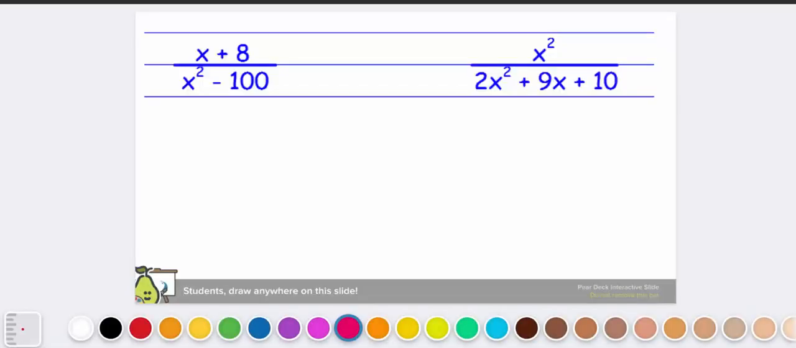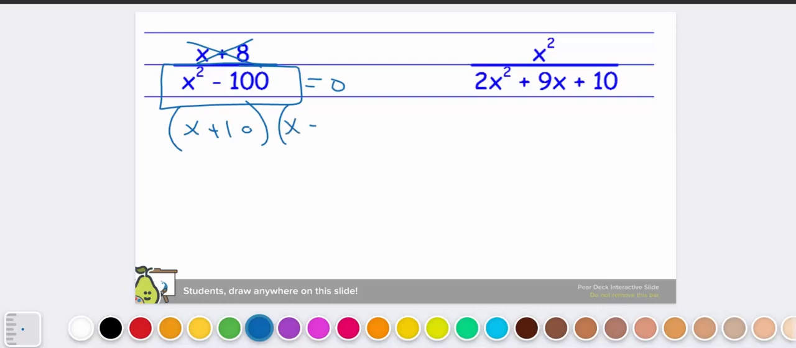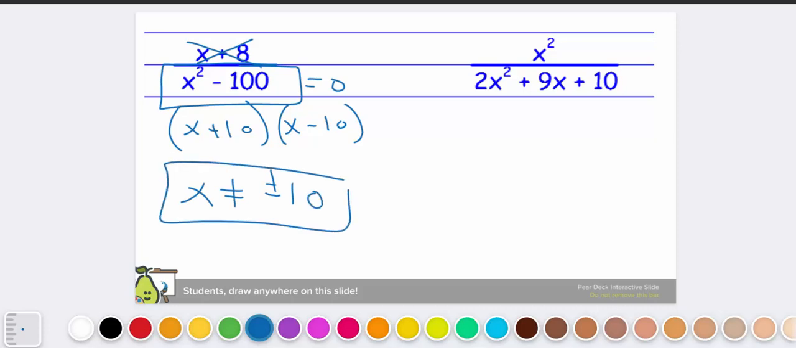Domain restrictions. Alright, double doozy here. Remember, we have a difference of 2 squares. Again, at this point in the chapter, we don't care about the numerator. We're just saying denominator, you can't be 0. So this is x plus 10 and x minus 10. So you know that x cannot be positive or negative 10. Domain restriction.